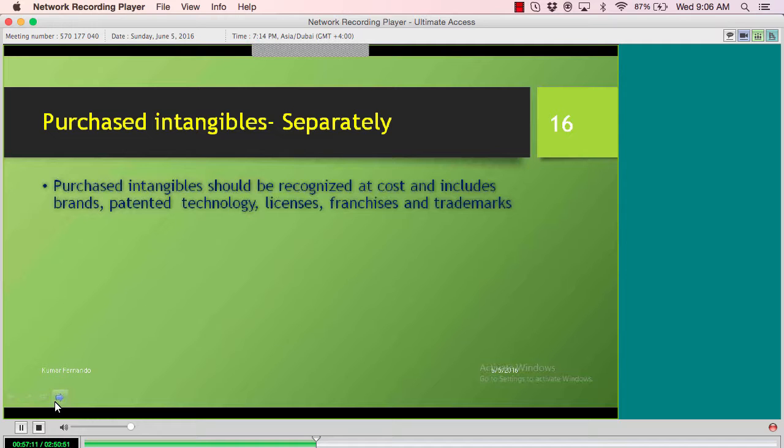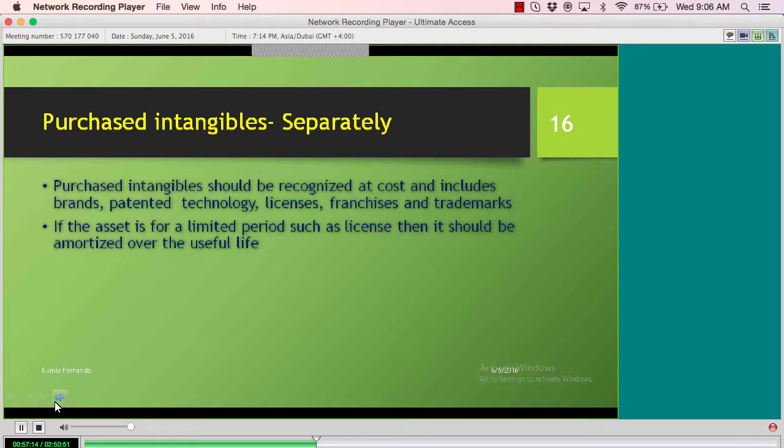Those things, so long as you can separately recognize. And if it has a limited life period, maybe license is for 5 years for you to operate under that particular name, franchise is given for 10 years for you to operate it, that figure will have to be amortized. So the counterpart word for tangible assets is depreciation. For intangible assets, it is amortization. Same theory, you have to amortize it over the useful life period. Tangible assets, you depreciate over the useful life period. Intangibles, you amortize over the useful life period.